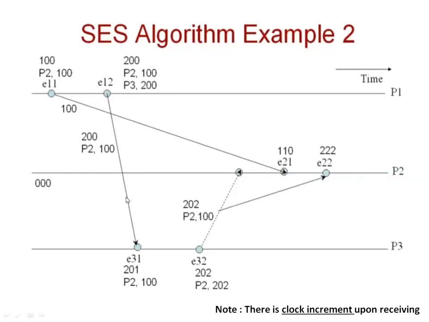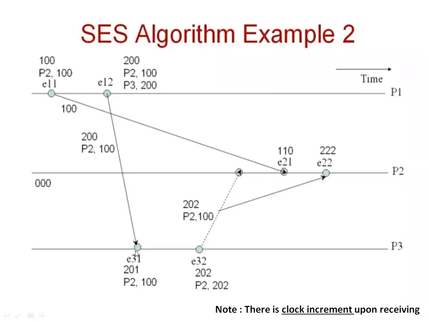When the process P1 will be sending this message, what kind of information will it be sending? It will be sending the timestamp 200, and it will not send P3 200 to P3 because this message is meant for P3, so there is no need to send it. But it will send this information which has previously happened as an event in the process P1. So it will send P2 100 to the process P3.